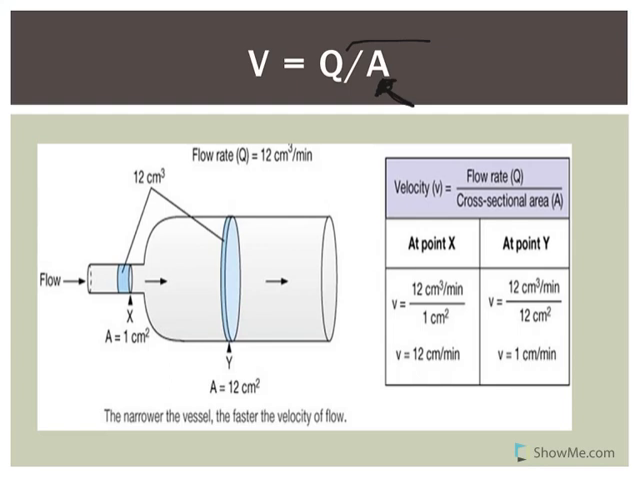So Q is a flow rate. It's a volume per unit time. Velocity is a distance traveled per unit time. They're different. So velocity, think of as speed.